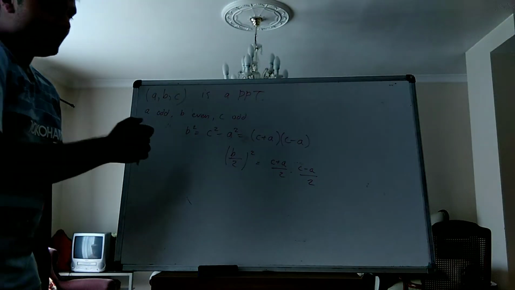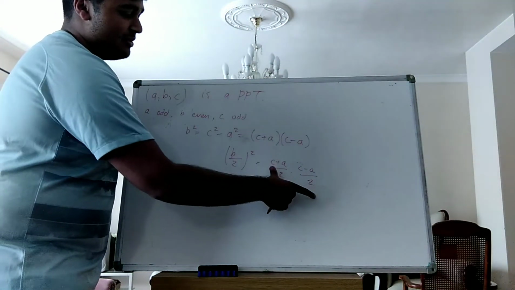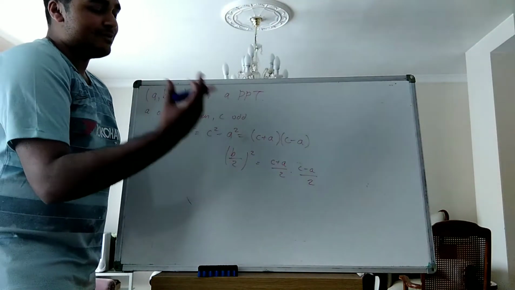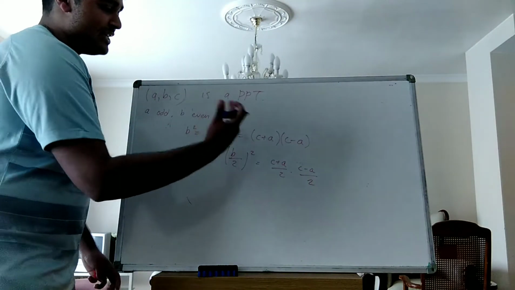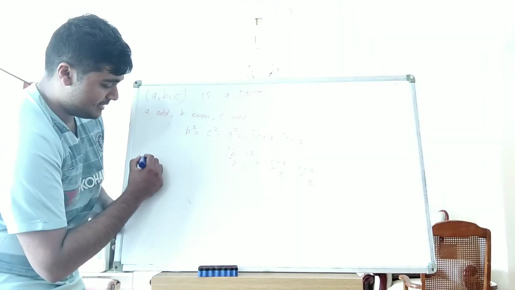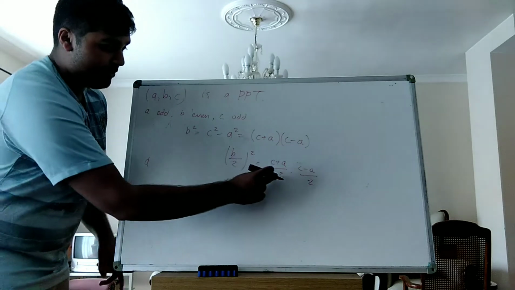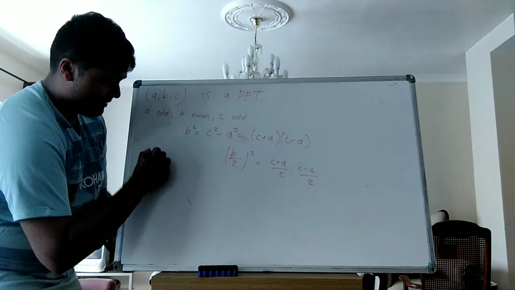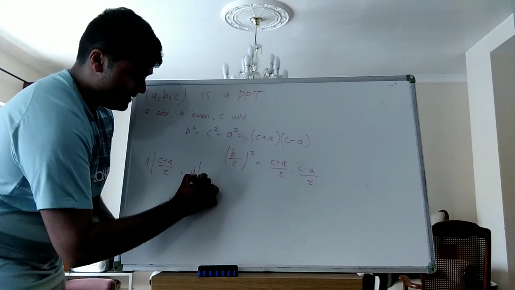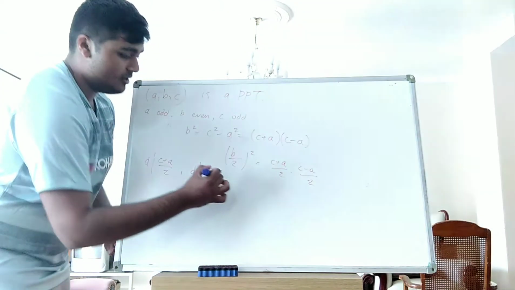Now, I'm going to make the claim that (c plus a)/2 and (c minus a)/2 share no factors, or the only factor they share is 1. Their GCD is just 1. And I'm going to make that claim and I'm going to prove it. So suppose d divides both this number and this number. So d divides (c plus a)/2 and d divides (c minus a)/2.